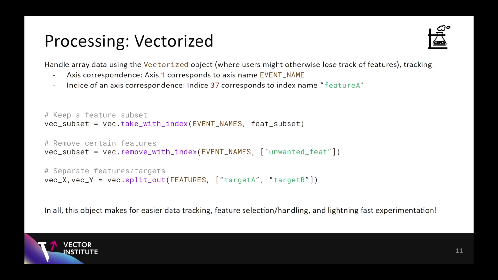By keeping track of those things, it allows you to do a lot of different operations which were previously impossible. So this is things like taking a feature subset or removing certain features, as well as just doing something like a target feature split. So this isn't all of these operations. There's a lot more, but it's just what we could show in this short presentation.